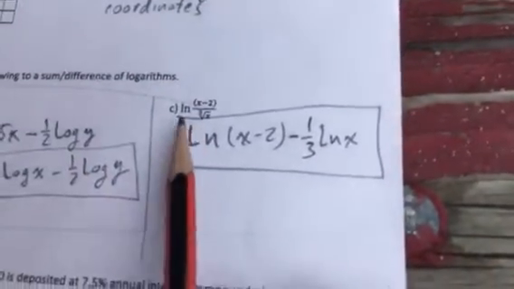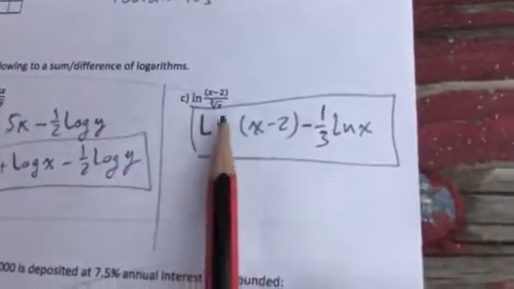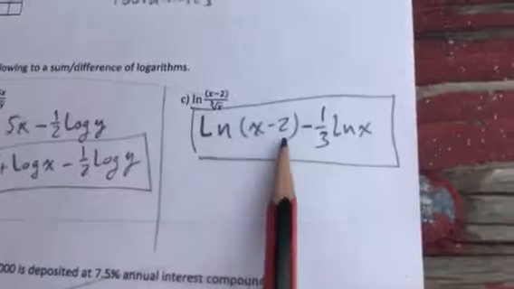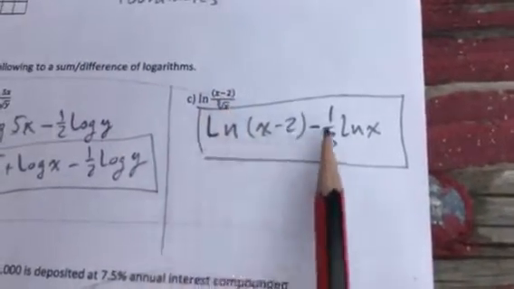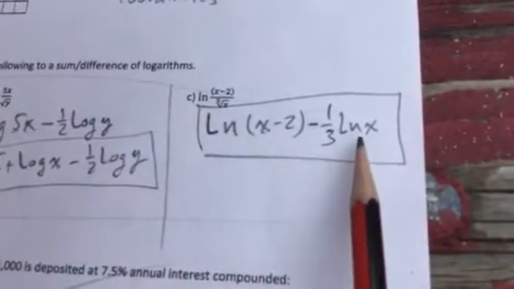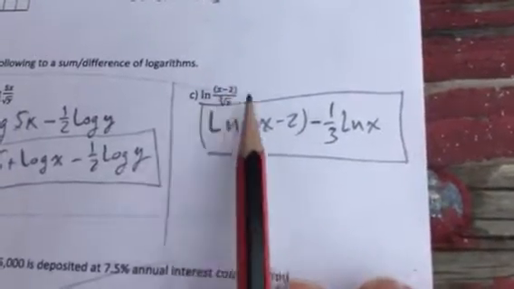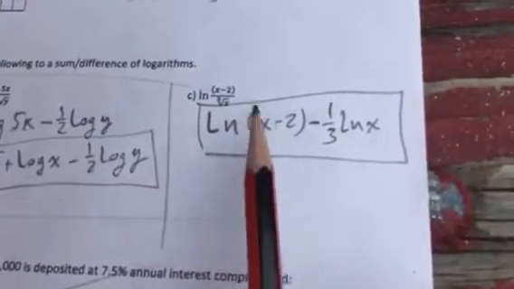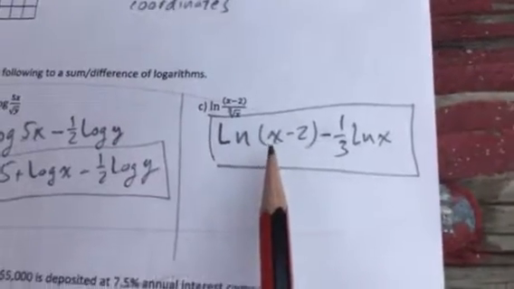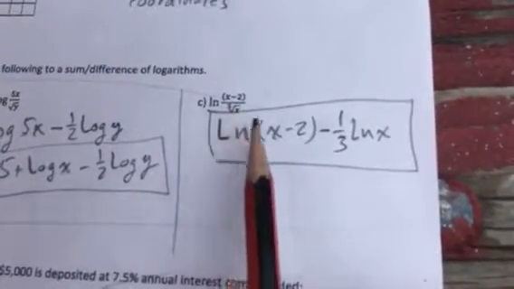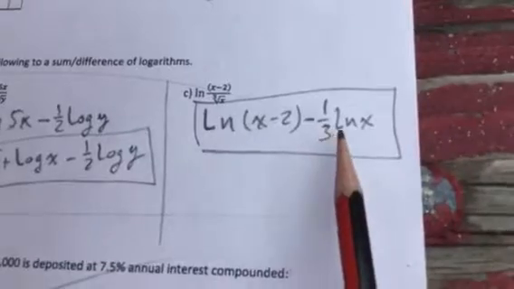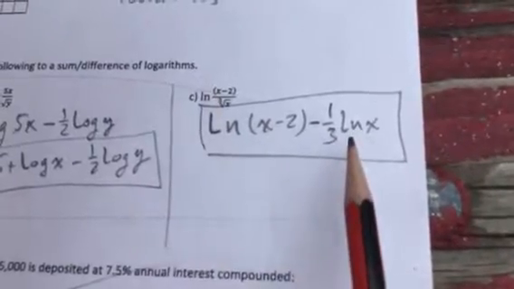In the next problem, it's natural log, or ln, and it's a quotient, and I've got x minus 2 on the top and the cube root of x on the bottom. So x minus 2 here does not split up. You cannot break up a sum or difference within a log like this. So you have to keep it the same. But the 1/3 times natural log of x, I can write that denominator part like this.